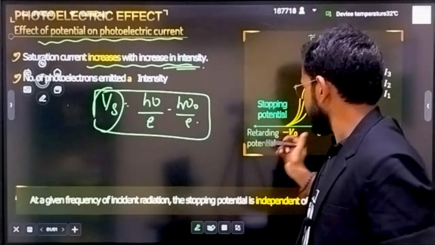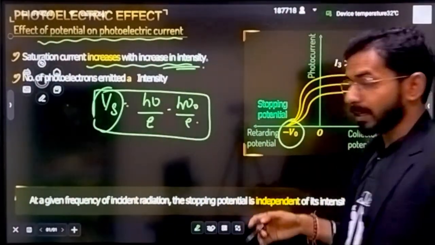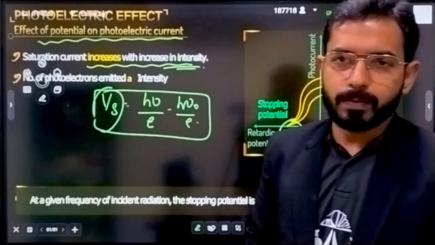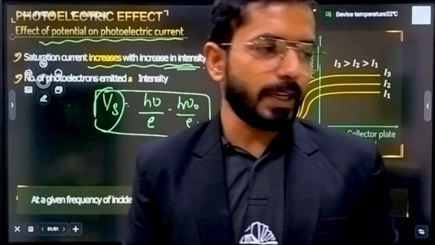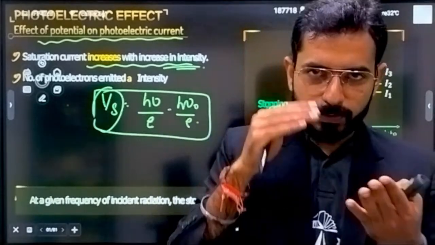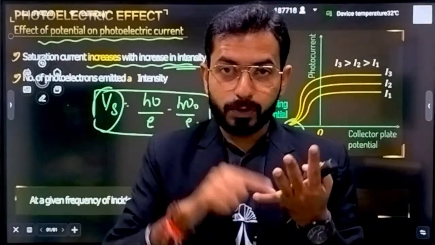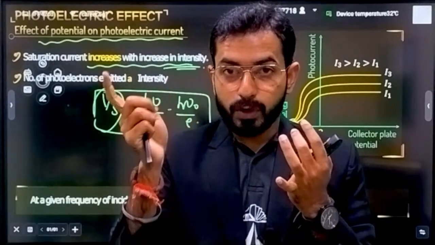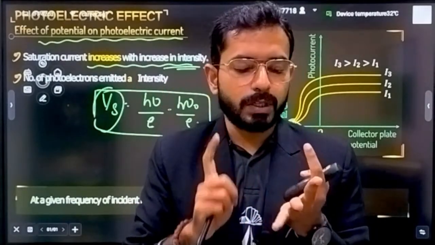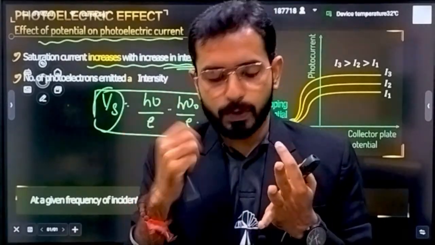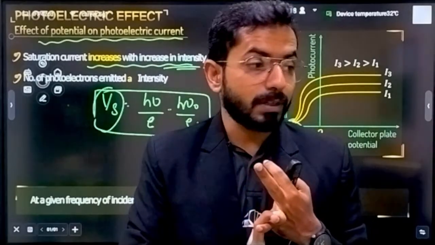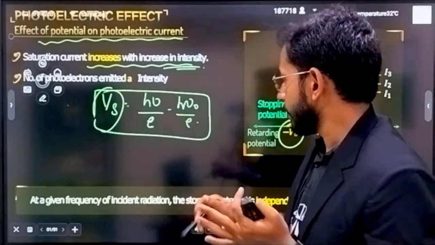So I can say stopping potential will not change, it will be the same, but it will impact the current, because again and again we are saying that if intensity is increasing, the number of photons is increasing. If the number of photons is increasing, more photons are going to hit, that means more electrons are going to come out of the surface. That means more photoelectrons are coming, so more current will flow.